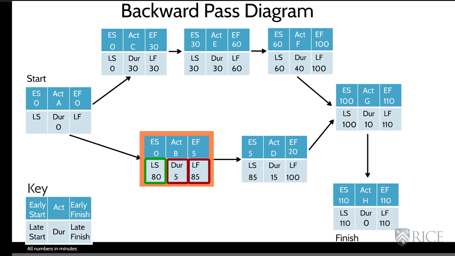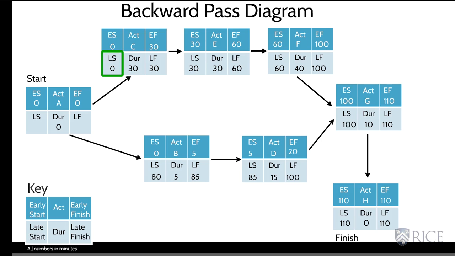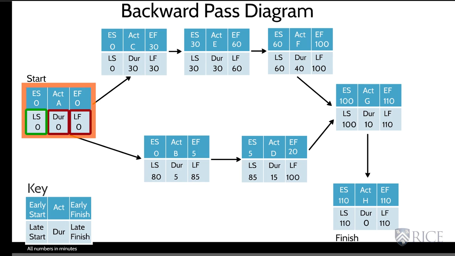And since we always use the smaller of the two numbers on a backwards pass, the opposite of the forward pass, we transfer the 0 from activity C into activity A, the A slide. And since 0 minus 0 equals 0, they match.